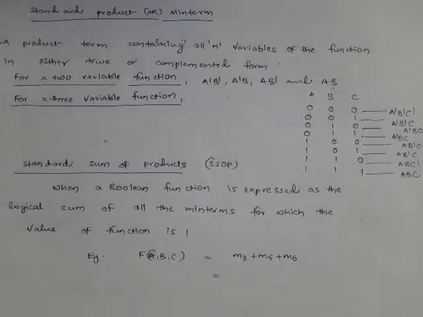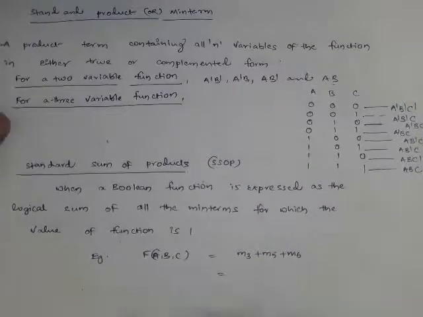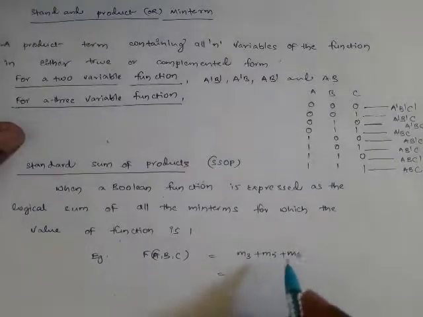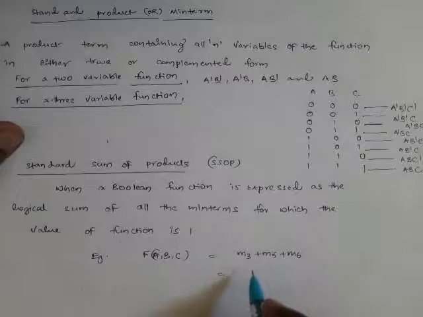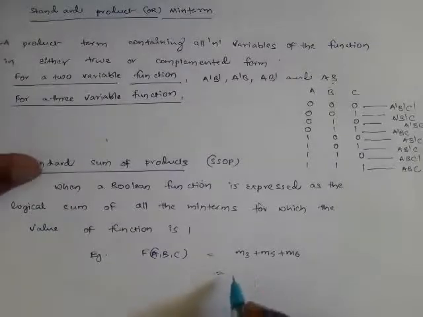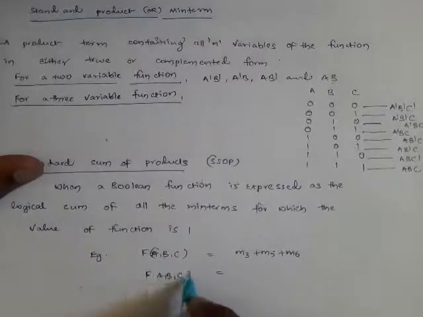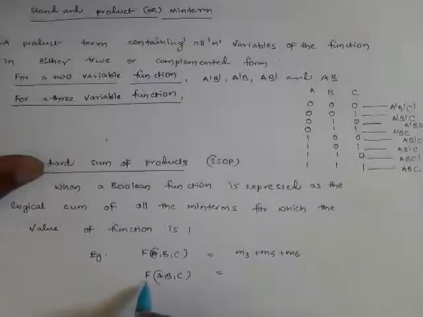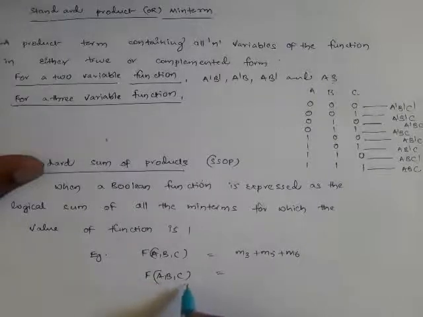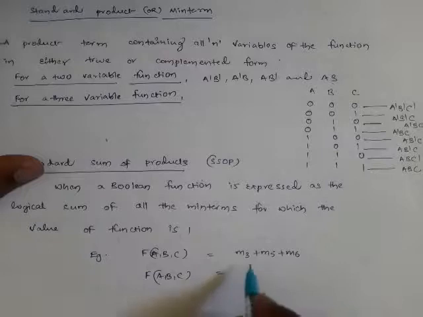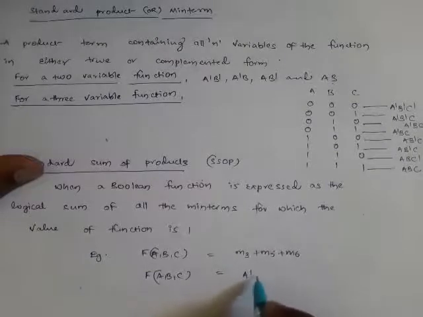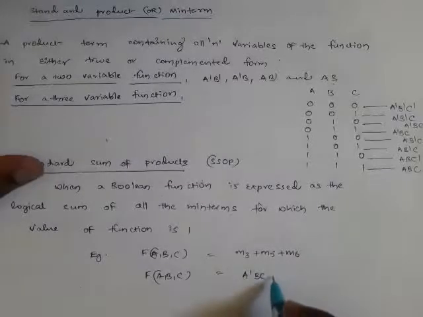So here, if I assume that there is a function f which has minterms, say A bar B C, A B C bar, and A B bar C, for which the function becomes 1, then the function f of A comma B comma C, this way we will write, and this is a function which depends on the 3 variables A comma B comma C. Now this function can be expressed as sum of the minterms for which the value of the function is 1.